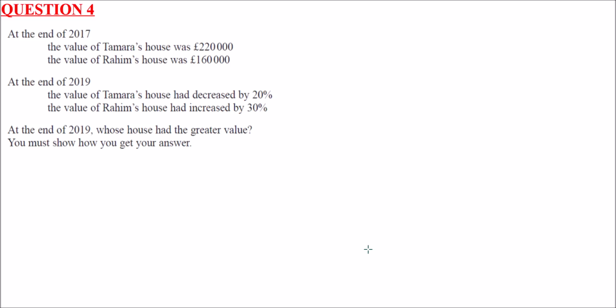Question 4 is about Tamara's and Raheem's house. So we're told 2 different houses, 2 different time periods. So what we're trying to do here is to work out at the end of 2019 whose house had a greater value. You must show how you get your answer. So we've got Tamara's house, which was £220,000 to start off with. In 2019, it decreased by 20%. So first of all, let's just consider Tamara's house.